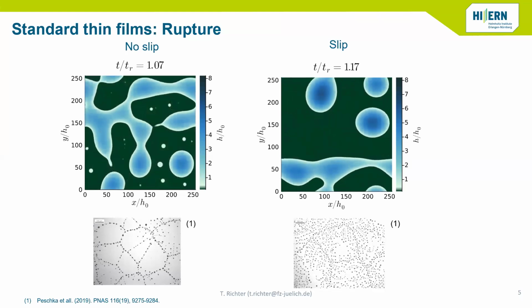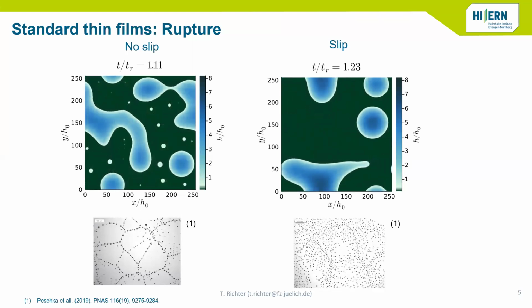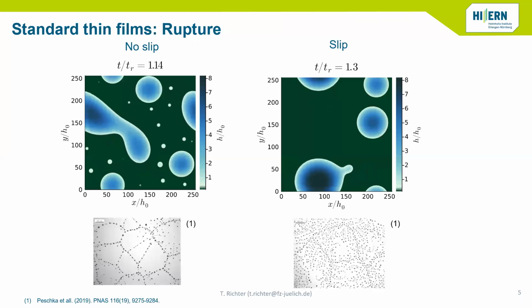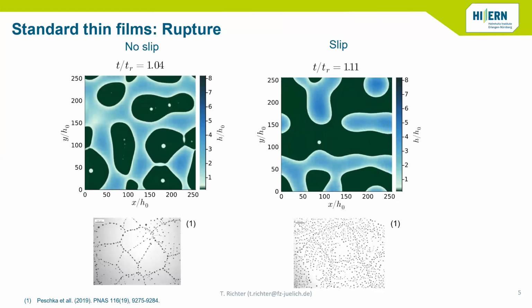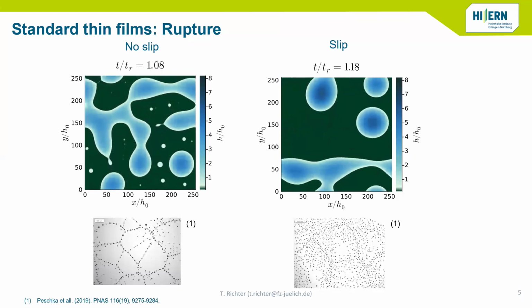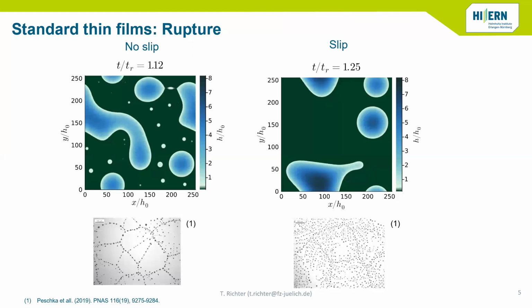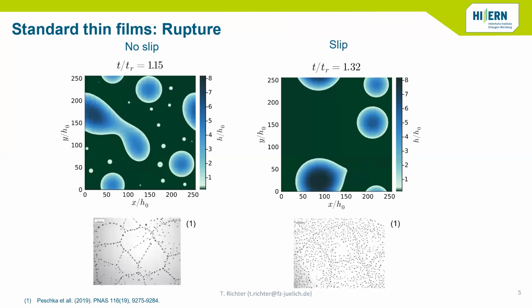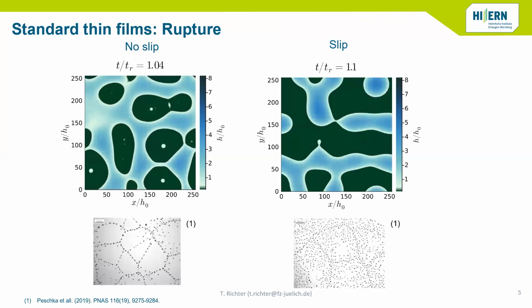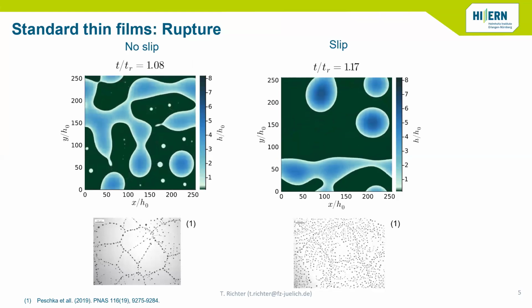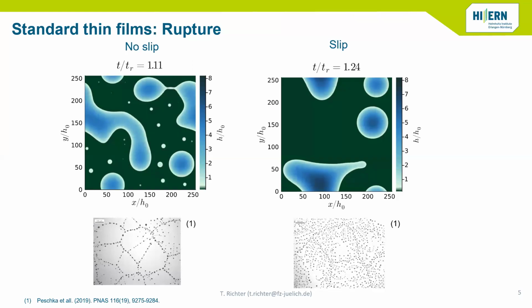So the difference between those two simulations is that for the left side, I chose a no-slip condition between the liquid film and the solid boundary underneath. And on the right-hand side, I chose there to be a certain slip. And the clear difference is that for the no-slip, you see those satellite droplets emerging upon film rupture that you don't have in the slip case. There, everything is way more homogeneous. And that is actually in line with experiments.